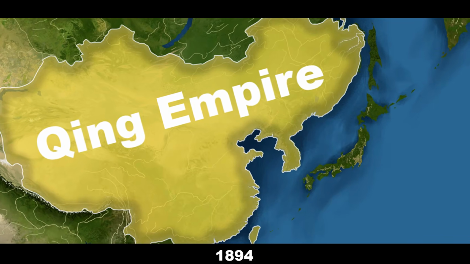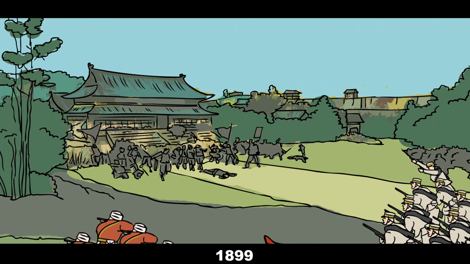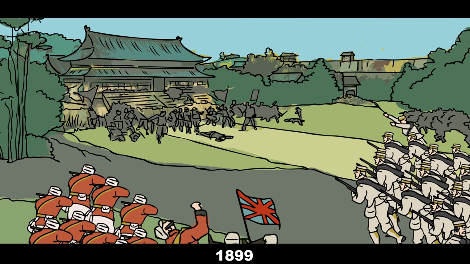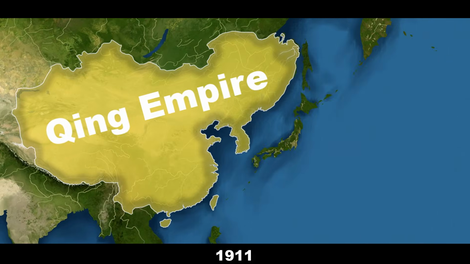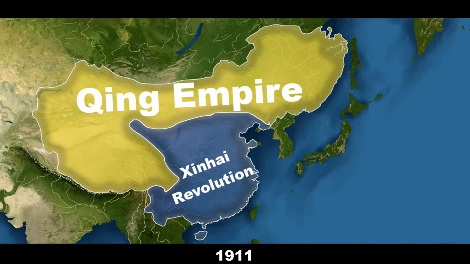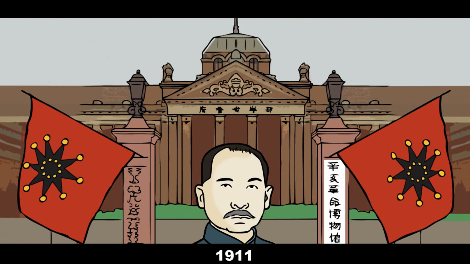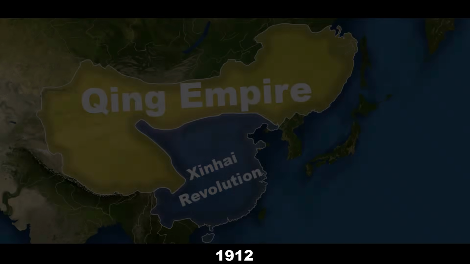This defeat prompted cries for reform, and after a series of failed revolts, including the 1899 Boxer Rebellion, the Qing government found itself in an even more precarious position. By 1911, the government was fully overthrown in what was called the Xinhai Revolution. The leaders of this revolution selected the exiled intellectual Sun Yat-sen to be China's first president in 1912.